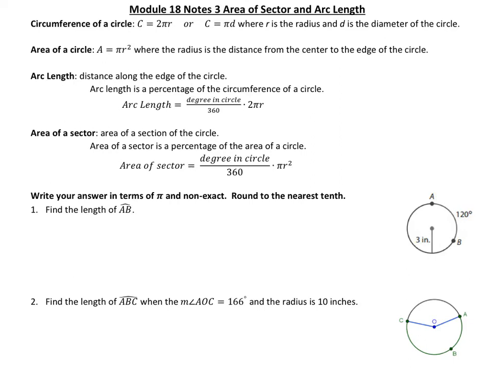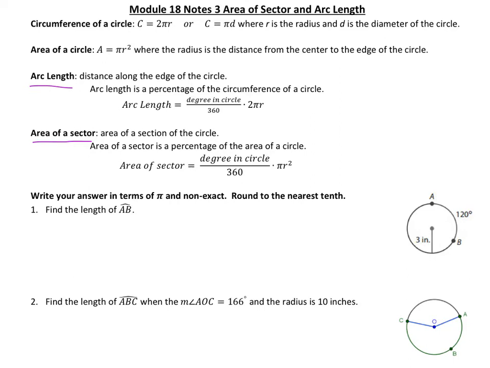We are going to now go through the two new pieces that are going to be different. And what you want to remember is that arc length and area of a sector is a percentage of something. The arc length is a percentage of the circumference of a circle. So it's just a certain portion of the circle. It's not the whole distance around. The area of a sector then is a certain section of the circle. So think of a shaded pie piece. And it's a certain percentage of the area of a circle. So that's where these two formulas are coming from.